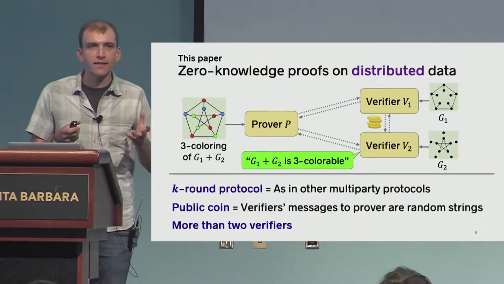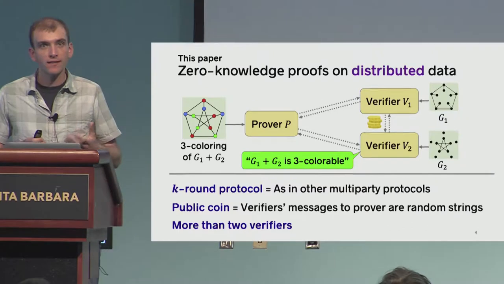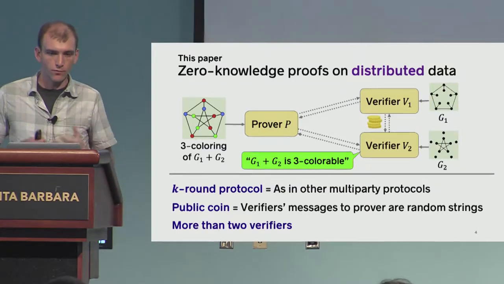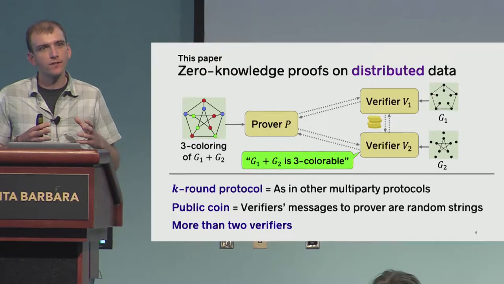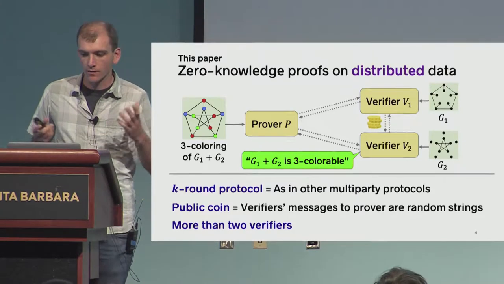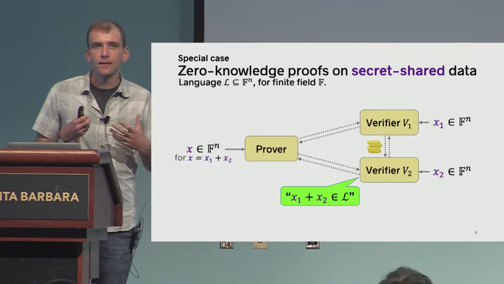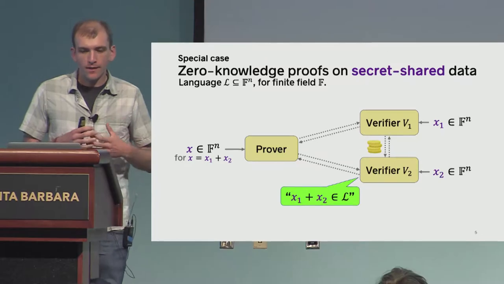And we can define in this setting natural notions of round complexity and public coinness for these protocols, as we do in any multi-party protocol. And we can also look at the setting in which there's more than two verifiers, so any number of verifiers you like.